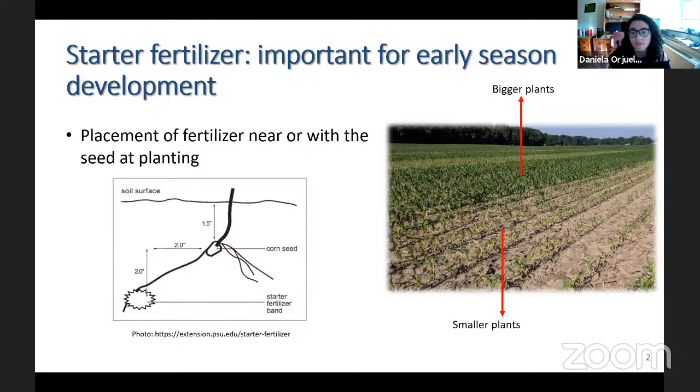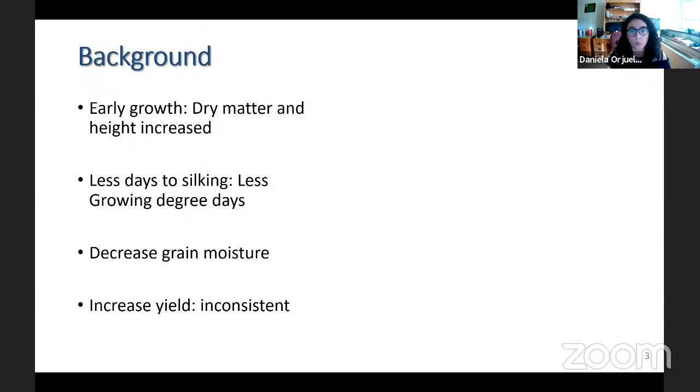So here we have in the picture 2 different plots. The plot in the upper part is showing bigger plants as a response of the use of starter fertilizer versus the control plot that is in the lower part. We can see smaller plants and sometimes also a lighter green color in the leaves. So to know more about starter fertilizer and what this does in corn, we have some background information.